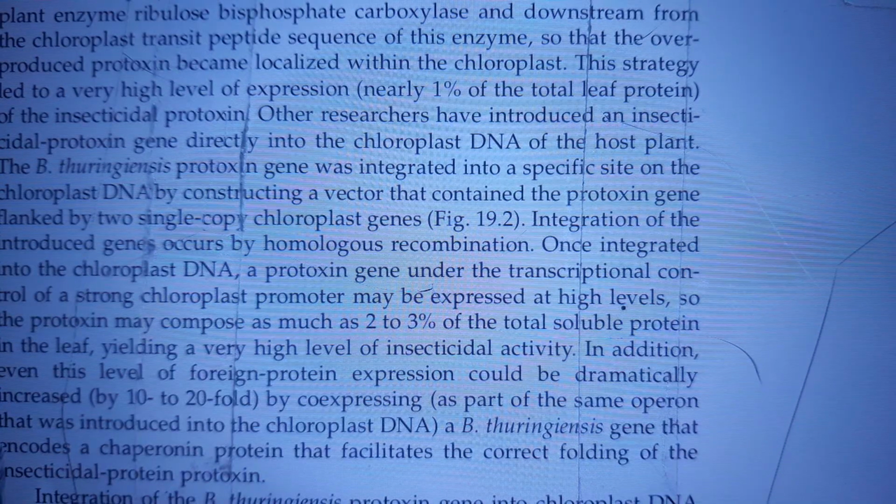So that the overproduced protoxin becomes localized within the chloroplast. This strategy led to a very high level of expression, nearly 1% of the total leaf protein, of the insecticidal protoxin. Other researchers have introduced an insecticidal protoxin gene directly into the chloroplast DNA of the host plant.